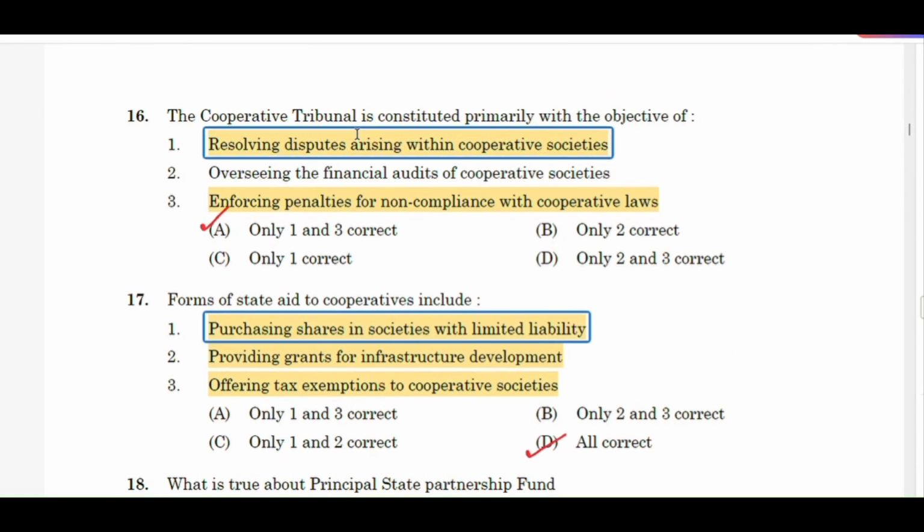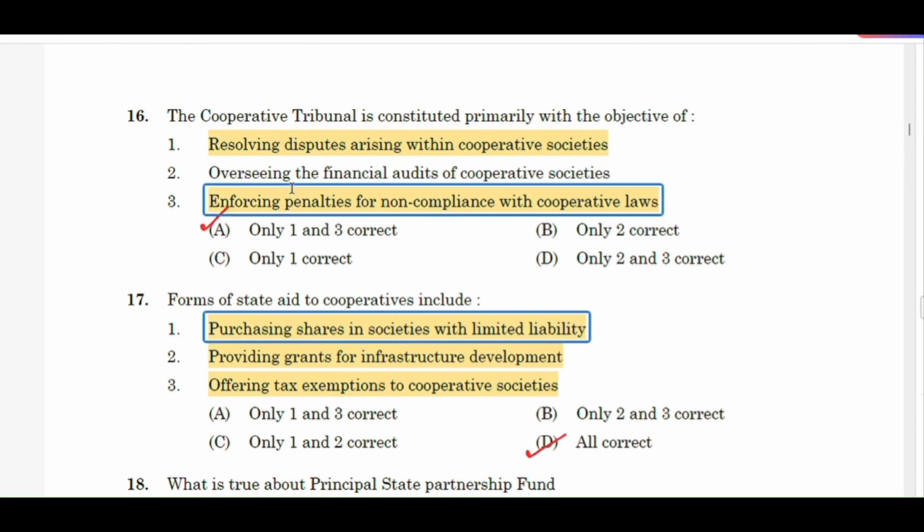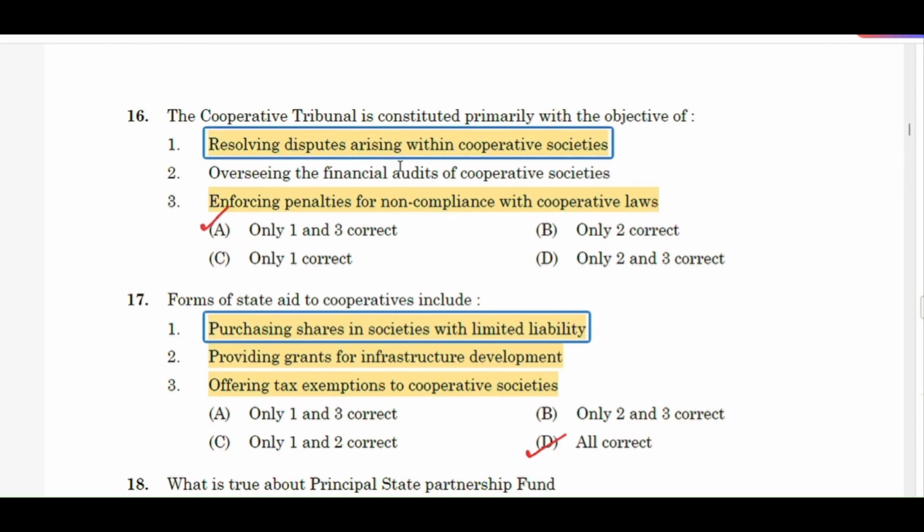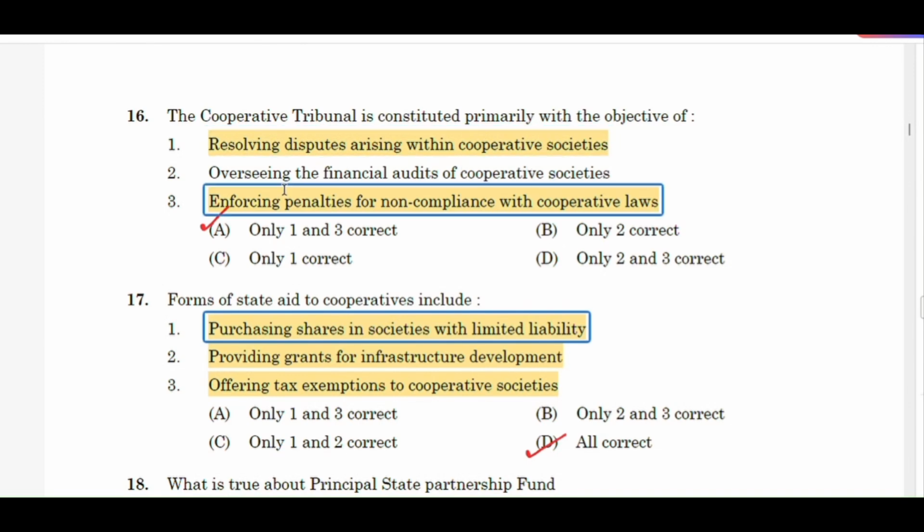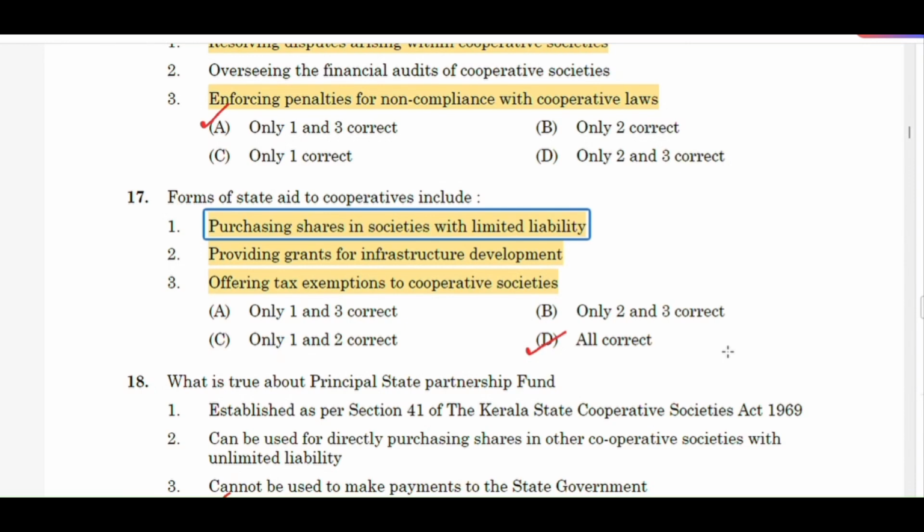Next question, the cooperative tribunal is constituted primarily with the objective of: answer is option A, only 1 and 3 correct. One, resolving disputes arising within cooperative societies. Three, enforcing penalties for non-compliance with the cooperative laws.